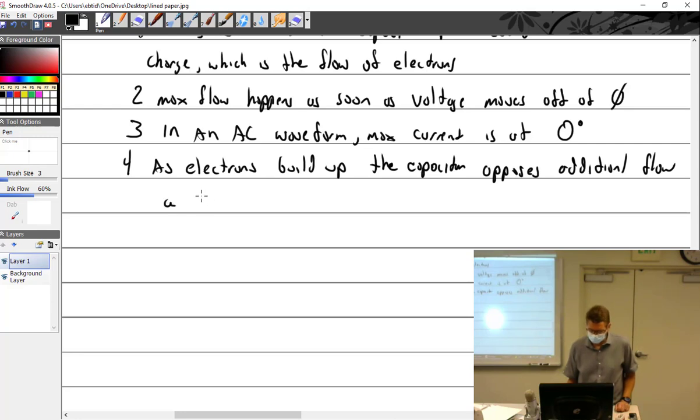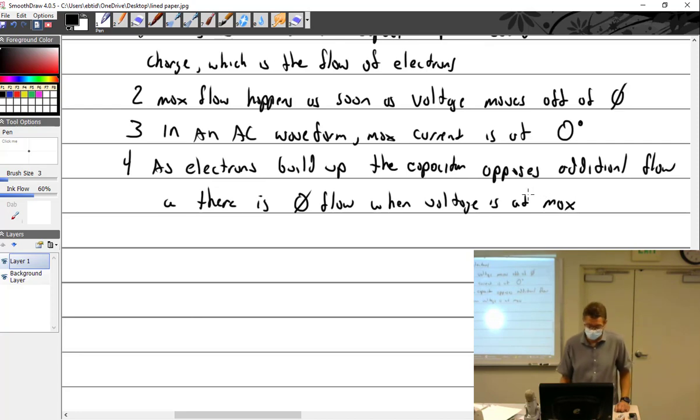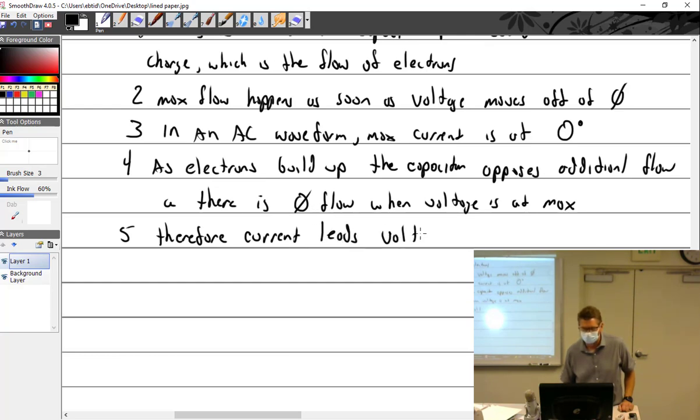So there is then zero flow, no flow, when voltage is at max, because it's already charged up. Now this is of course assuming that you don't have anything else in the circuit, you just have this capacitor sitting there. Therefore, current leads voltage by 90 degrees.